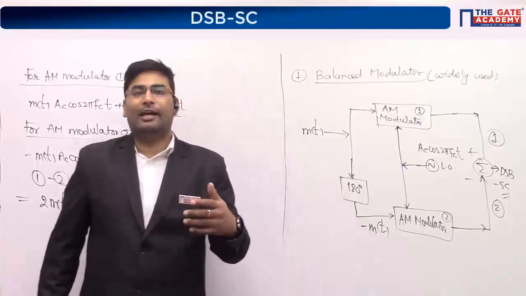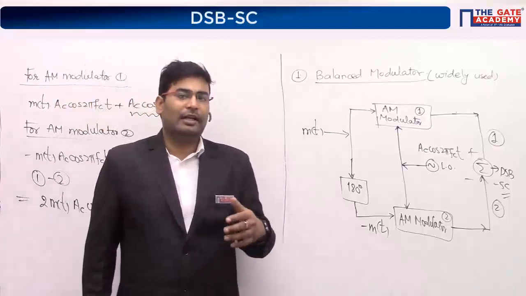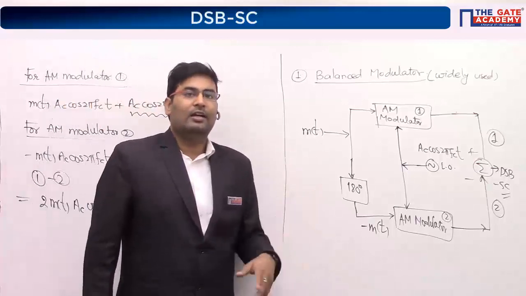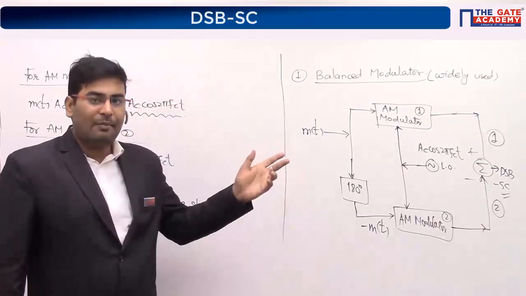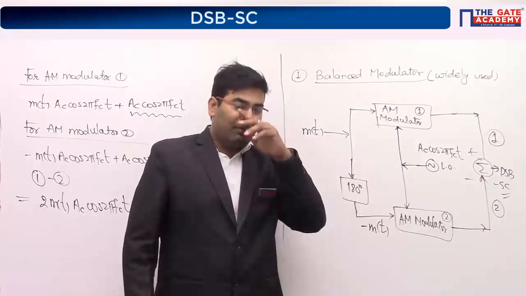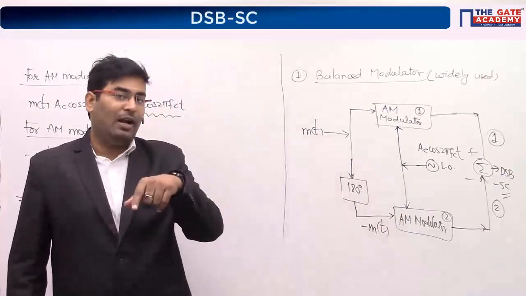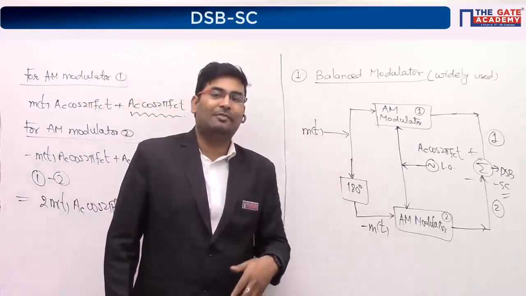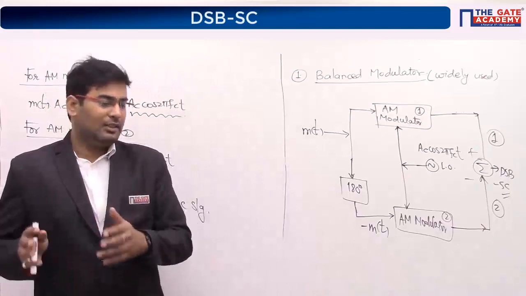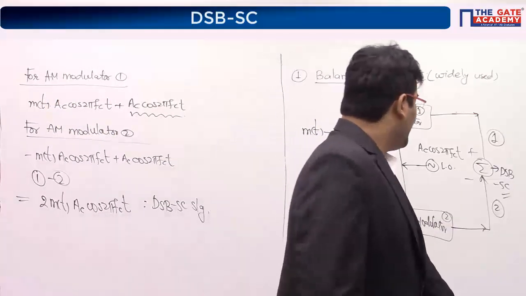That's what I was saying: if you have to understand each and every functional block in a communication system, you should know that you have a balanced modulator, and you have AM. AM will do what? You give a message, you give a carrier, you get an AM signal. But if you give a message and carrier to a balanced modulator, it will not give you an AM signal, it will give you a DSB signal, which is just the multiplication of m(t) into c(t). Okay.